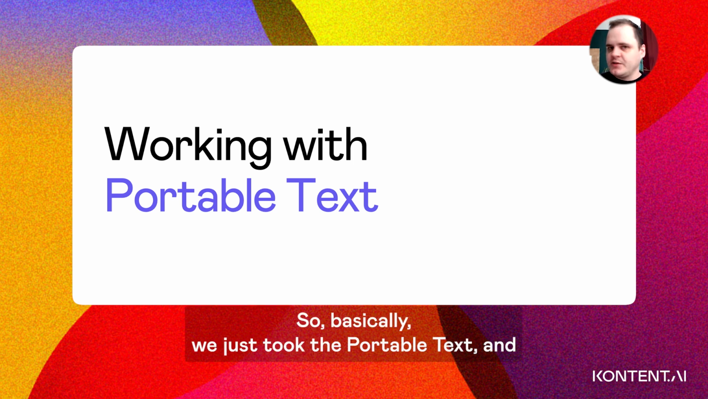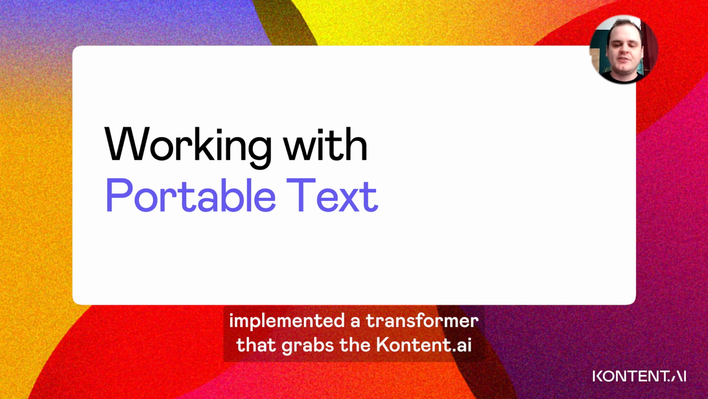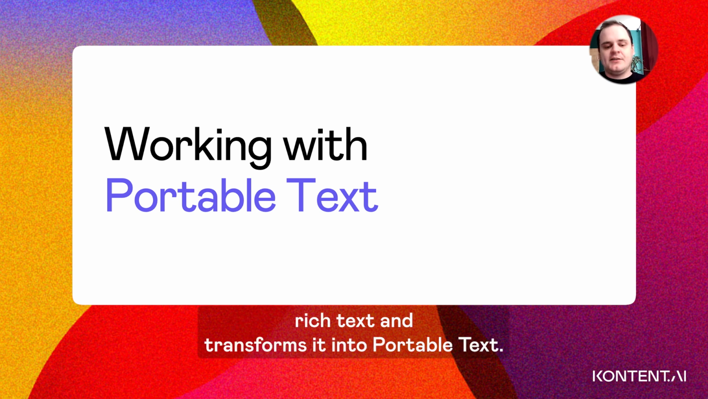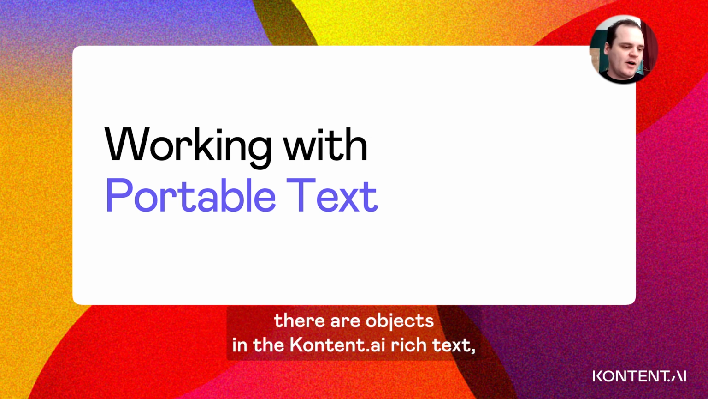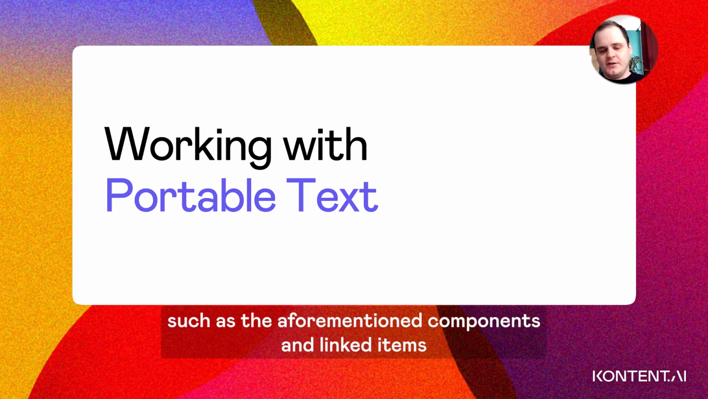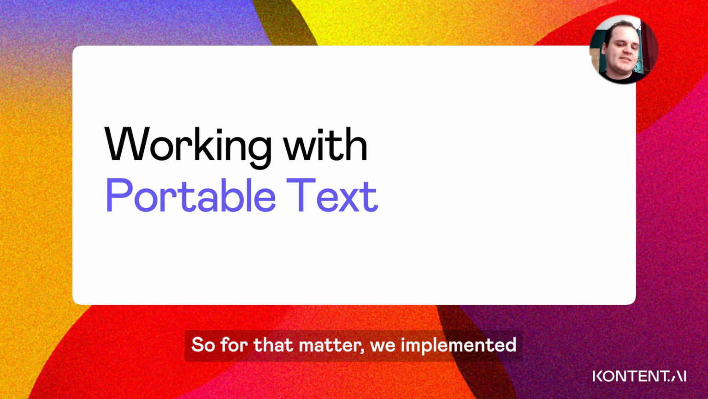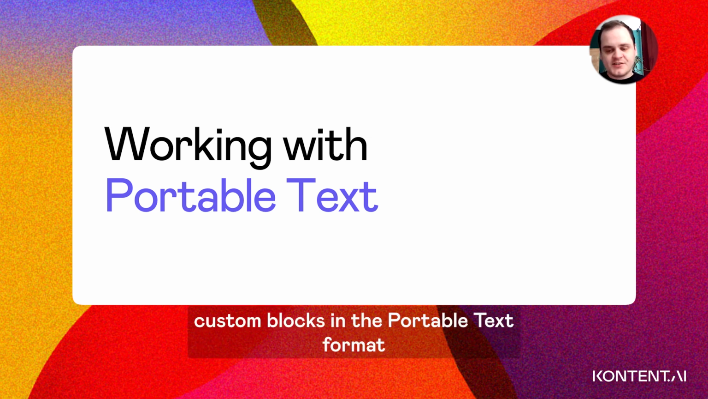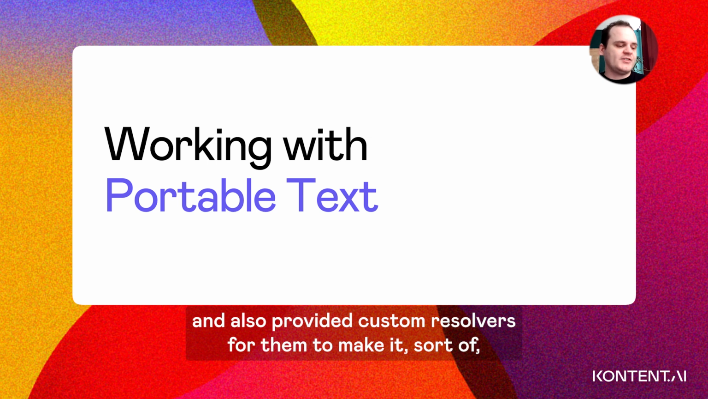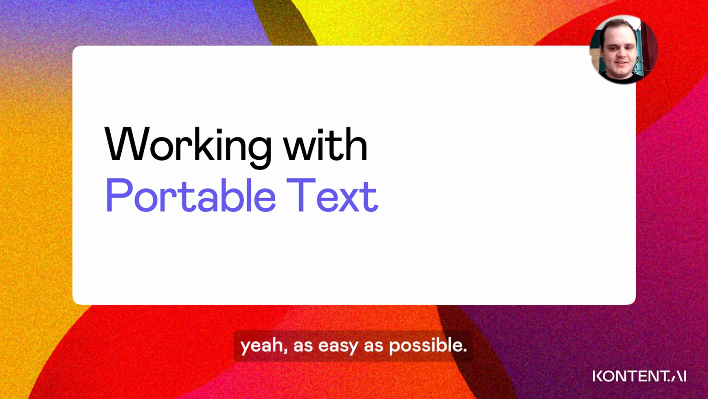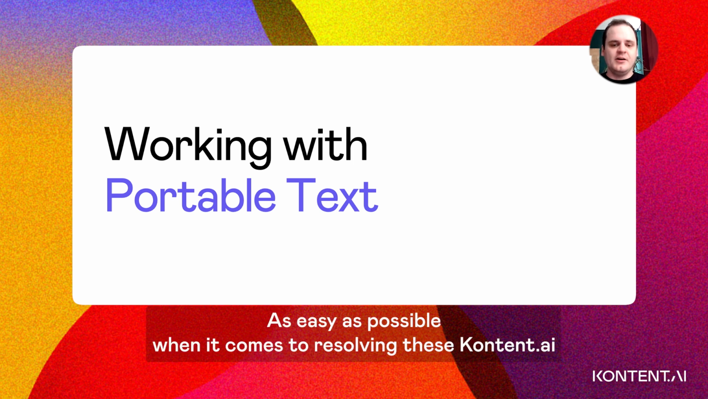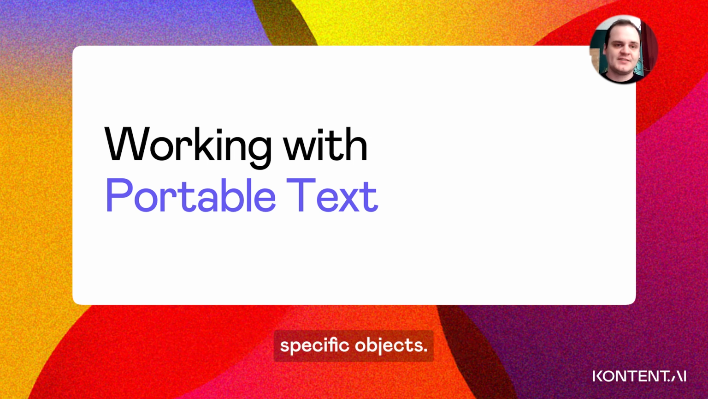So basically, we just took the portable text and implemented a transformer that grabs the Kontent.ai rich text and transforms it into portable text. Now, of course, there are objects in Kontent.ai rich text, such as the aforementioned components and linked items, that have a specific rendering that's not supported by portable text. So for that matter, we implemented custom blocks in the portable text format, and also provided custom resolvers for them to make it as easy as possible when it comes to resolving these Kontent.ai specific objects.